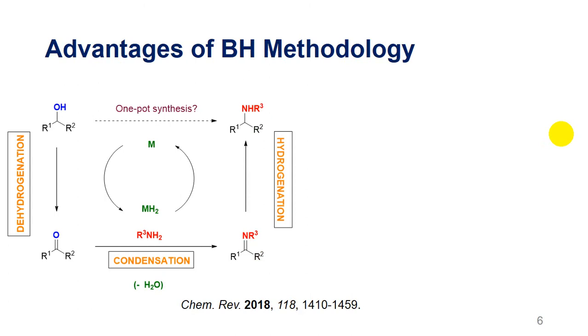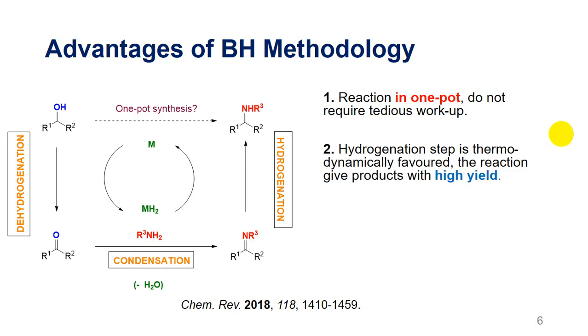So based on the diagram, we can somehow understand the power of the borrowing hydrogen methodology. First of all, instead of performing the oxidation, condensation, and reduction in each individual reaction, and spending much time to work up after each step, we can transfer all of them into only one pot and only need to purify the amine one time. Secondly, the last process, which is the hydrogenation step, is thermodynamically favored, so it can shift all three equilibriums towards the formation of the final product. So the reaction can proceed to form the amines with relatively high yield.